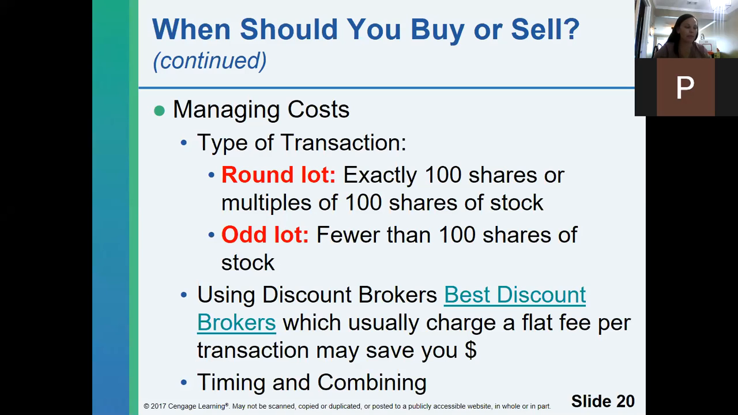And then timing and combining. So as an investor, you can also save money by making all of your trades at once rather than at different times. So again, timing and combining, you do it all at the same time so that you save on those transaction fees.